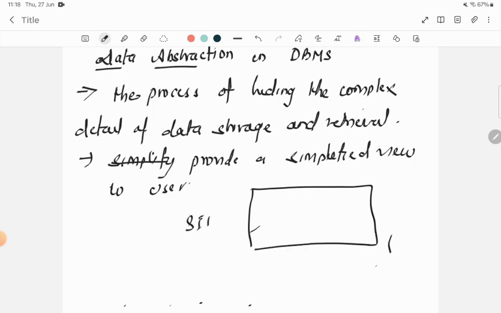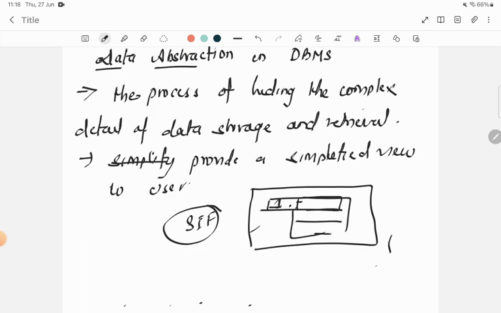So let us take the example of a student information system. Okay, so you want to know the record of a particular student whose ID is 1. If you type 1 here, you are going to get all the information related to that student. You don't need to know how this data is stored in the storage devices, in the memory, in the hard disks.